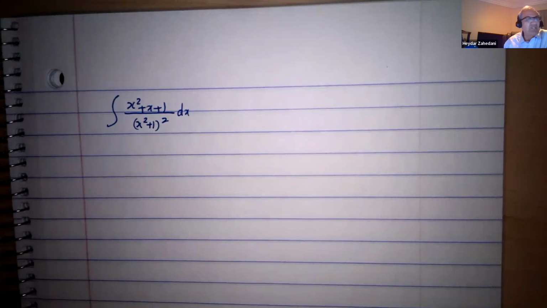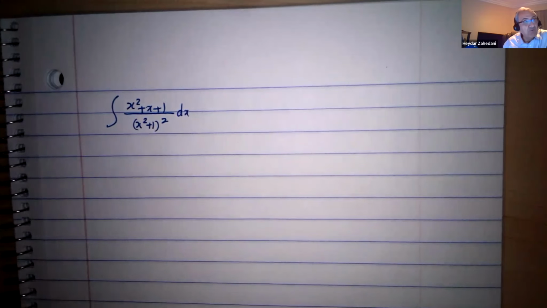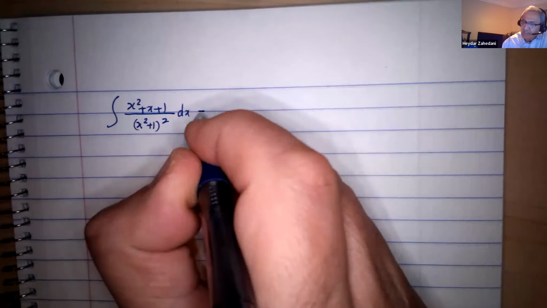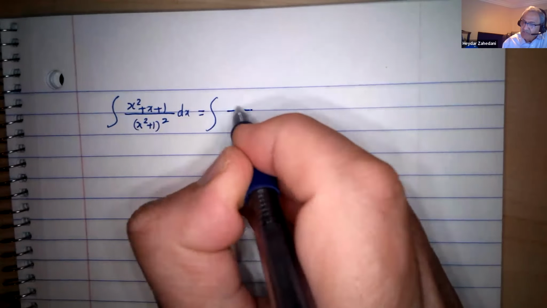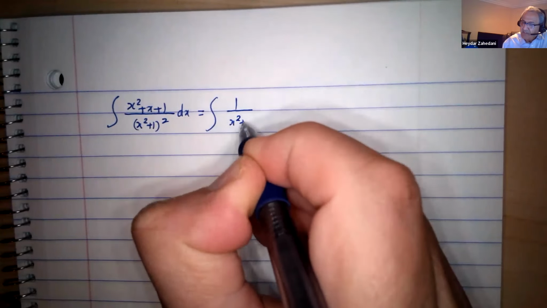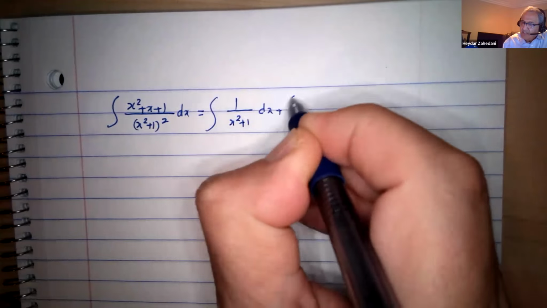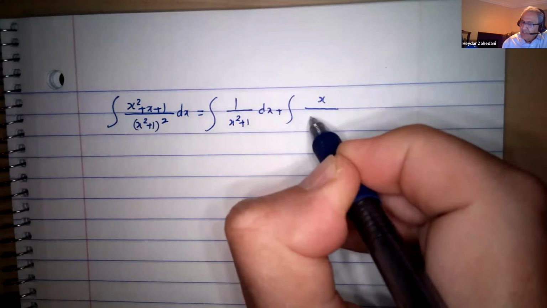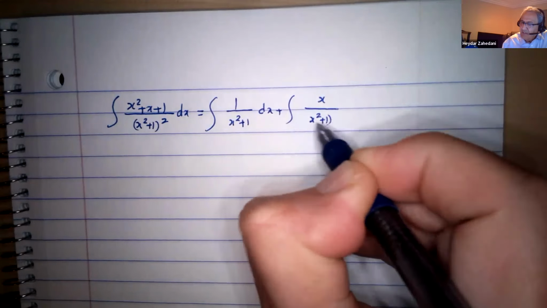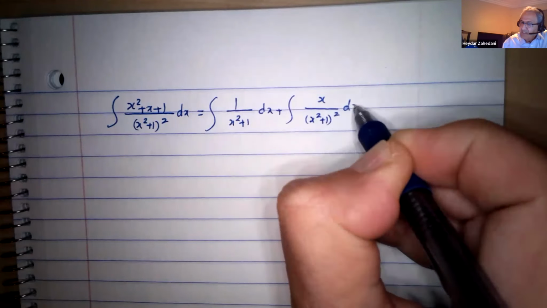Okay, in this course, we are going to have a couple of those easy cases, where the factors are just linear, like the one we did. And for some of them, you have to show the method. I will tell you later. Okay, so this is it. We break it into two integrals eventually. The first one is going to be 1 over x squared plus 1 dx, and the second one would be x over (x squared plus 1) all squared dx.